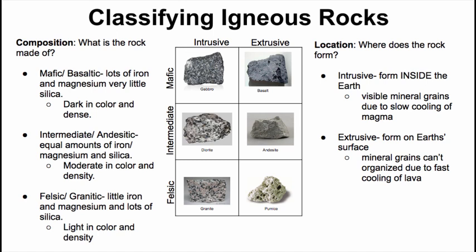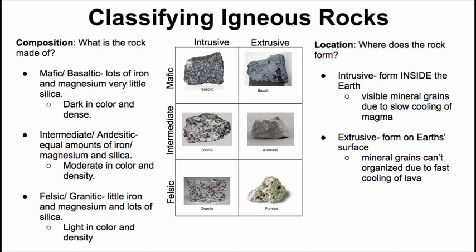Location is going to be the second thing you look at. Where do you think the rock formed? Well, if it's intrusive, it formed inside the earth. So when you have an intrusive rock, you have visible mineral grains. So you see different colors in an intrusive rock because there's different minerals.